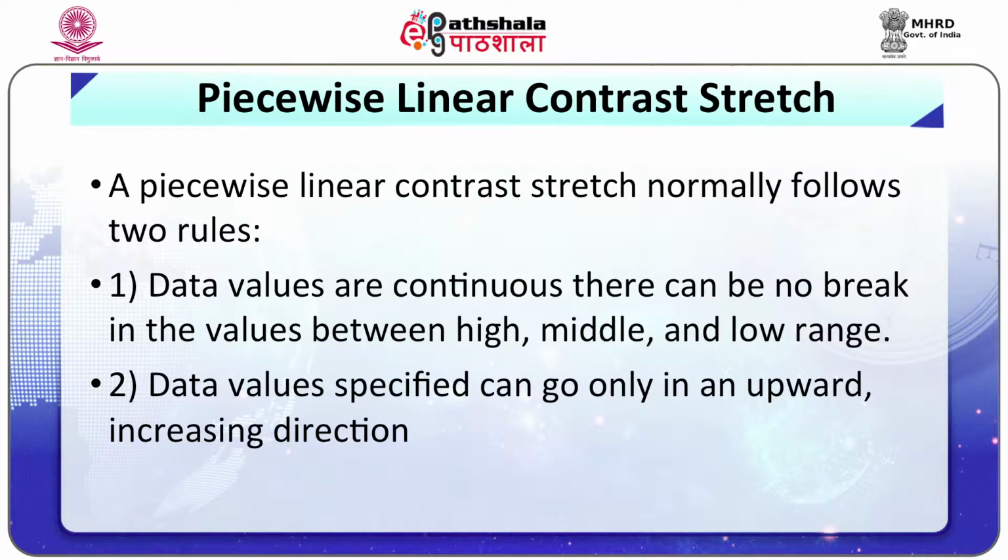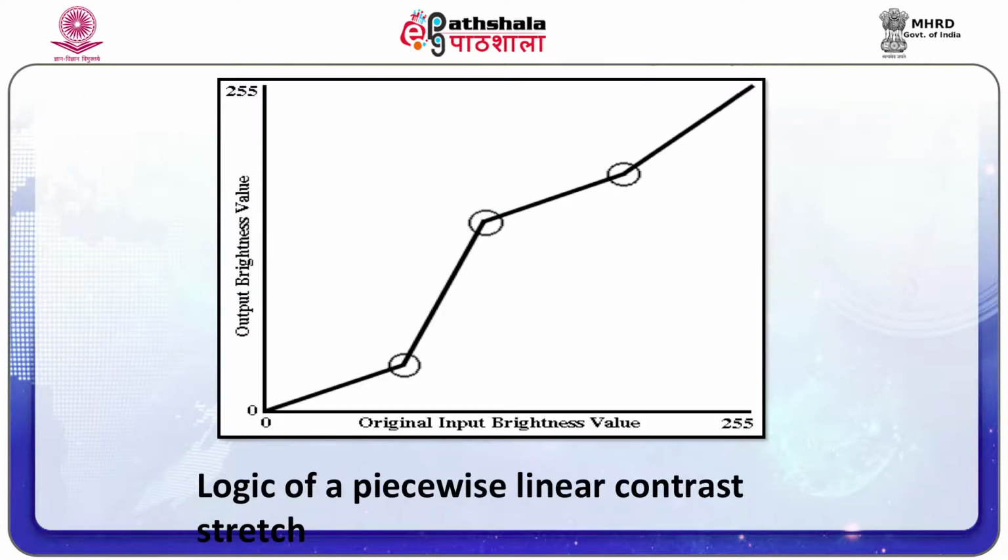A piecewise linear contrast stretch normally follows two rules. First, data values are continuous; there can be no break in the values between high, middle and low range. Second, the data values specified can go only in an upward increasing direction, as shown in figure 7. In the piecewise linear contrast stretch, several breakpoints are defined that increase or decrease the contrast of the image for a given range of values. The minimum and maximum values are stretched to the values of 0 and 255 at a constant level of intensity.